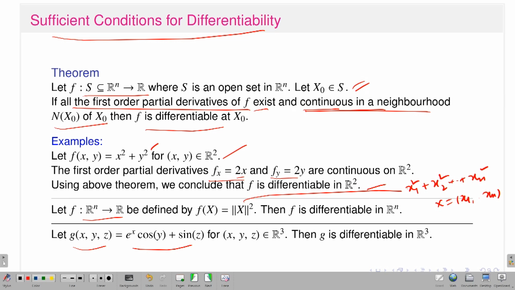So therefore these are continuous functions, and therefore by the sufficient conditions for differentiability, the partial derivatives exist and they are continuous, so therefore my function is differentiable. In other words, the total derivative exists.